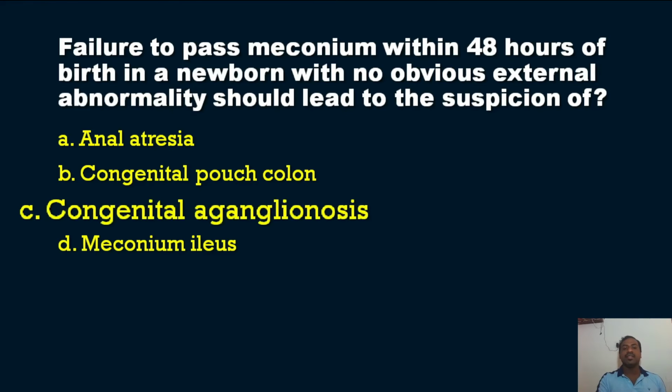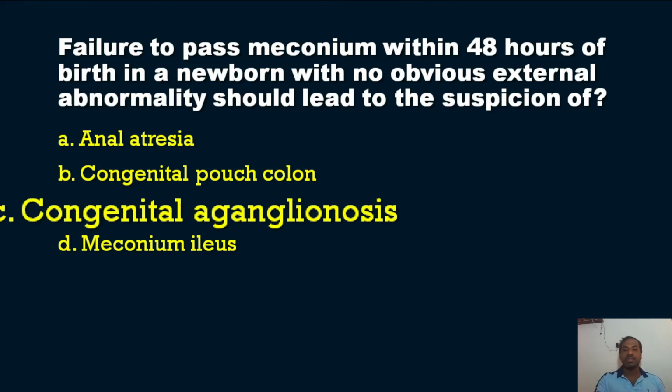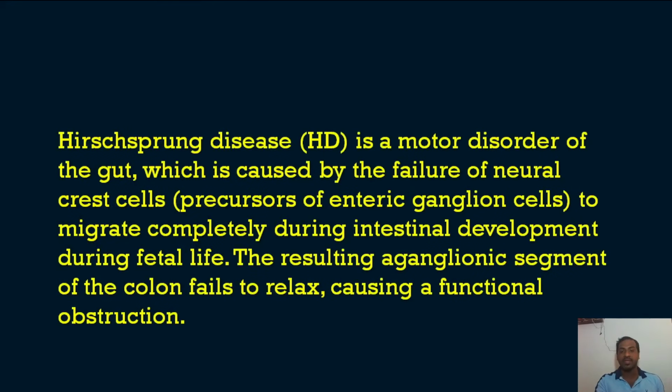So you know that the answer is congenital aganglionosis, otherwise known as Hirschsprung's disease or HD. Hirschsprung's disease, or congenital aganglionosis, is a motor disorder of the gut which is caused by the failure of neural crest cells to migrate completely during intestinal development during fetal life. So what are these neural crest cells? You know that ganglionic cells are the cells which respond to nerve stimulation. So when to pass stool, the contractions, peristalsis, everything will be controlled by these ganglion cells.